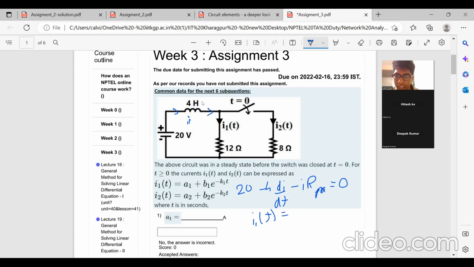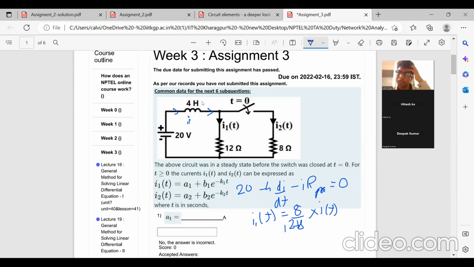I1 of t will be equal to the resistance in the other branch divided by 12 plus 8 into I of t. This is the current division rule, you have to apply directly. So I'll get the current I1 of t and I2 of t, you will get both. So I know the value of I1 and I2, and I'll know the value of e power minus K1 t constant.